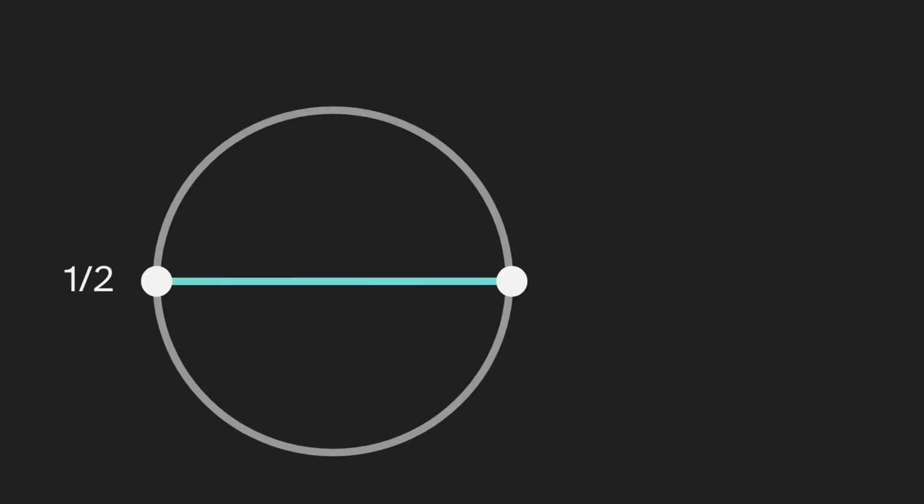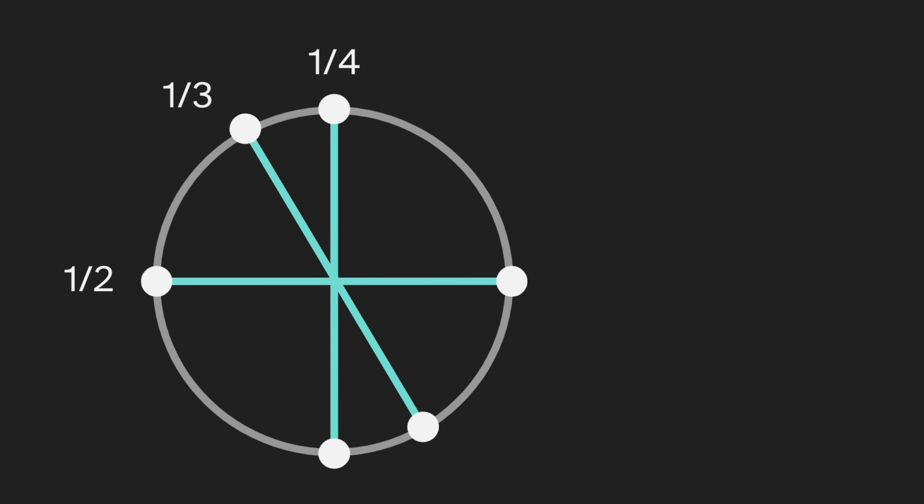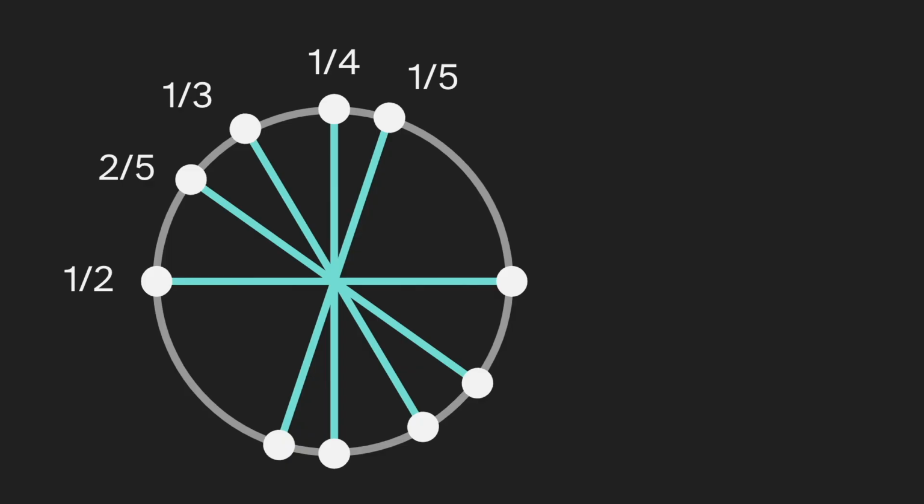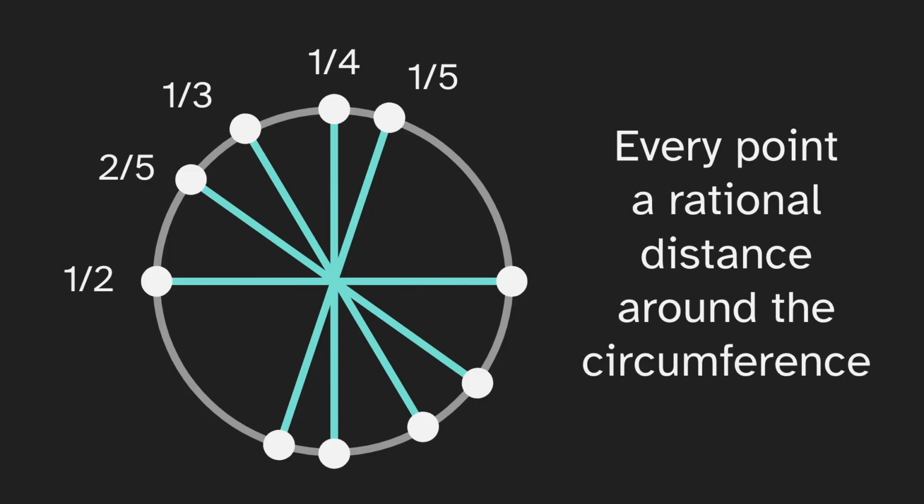Place 2 opposite points, one of them being halfway around the circle, and then again with 1 being a third, and then again 1 being a quarter of the way around the circle, and then a fifth, and then 2/5. And if we could keep repeating this process, we eventually get every point that's a rational distance around the circumference.